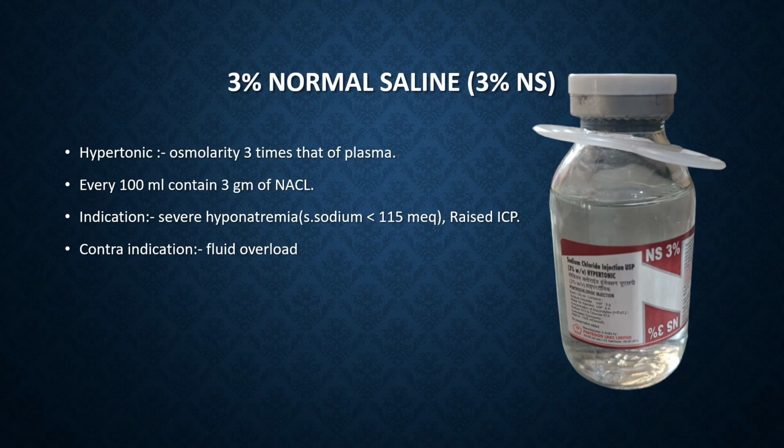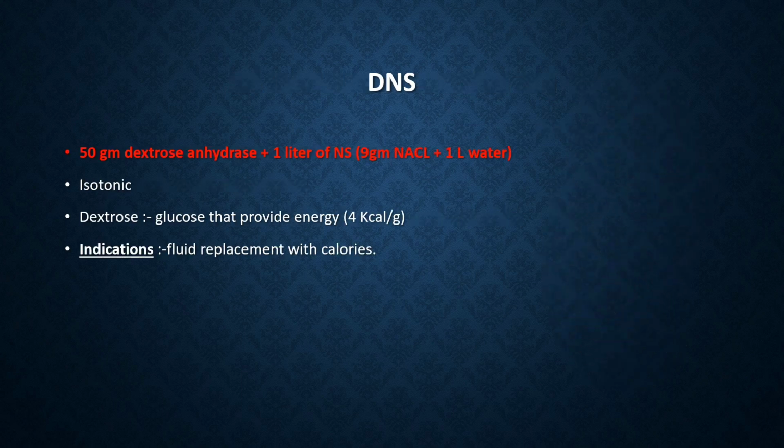It can also be given during raised intracranial pressure in cases of hemorrhagic CVA stroke, like intraparenchymal hemorrhage with intraventricular hemorrhage, or brain tumor, because it shifts intracellular fluid to the intravascular compartment and reduces the intracranial pressure. The contraindication is fluid overload. It cannot be given during fluid overload like CCF, CKD or nephrotic syndrome.